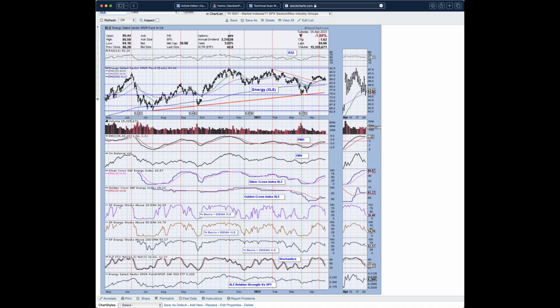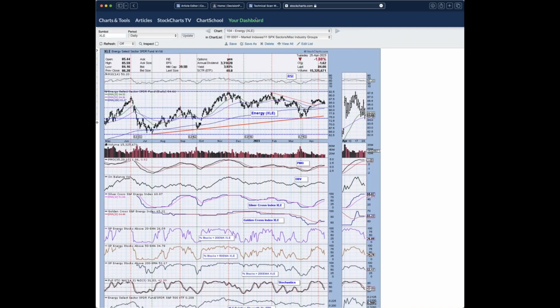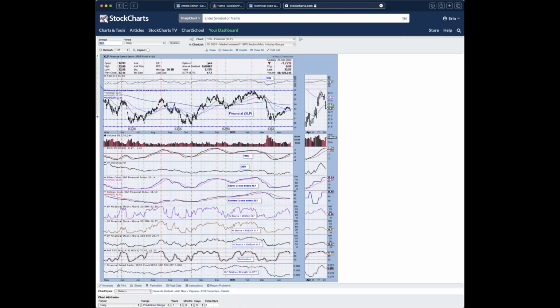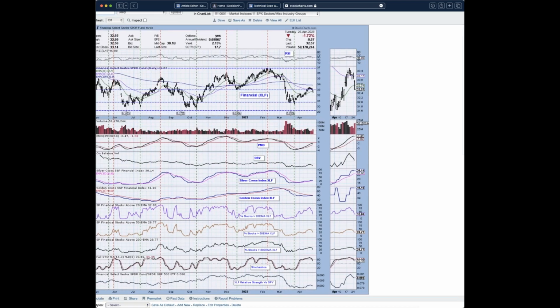I know a lot of people were getting pretty hot on energy, and at this point I wouldn't be looking for that rebound just yet. There's not enough participation under the surface to support it. Actually, let's look at consumer staples. Let's look at financials. Yes, let's look at financials.